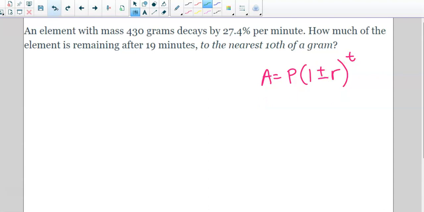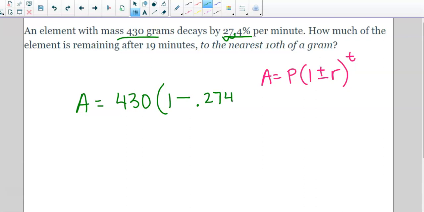So let's fill in the values that we have. It starts at 430 grams, so that is the p-value. It decays by 27.4%, so it's going to be minusing, and don't forget to move the decimal in your percent. How much of the element is remaining after 19 minutes? Since it's per minute, this is the right conversion.